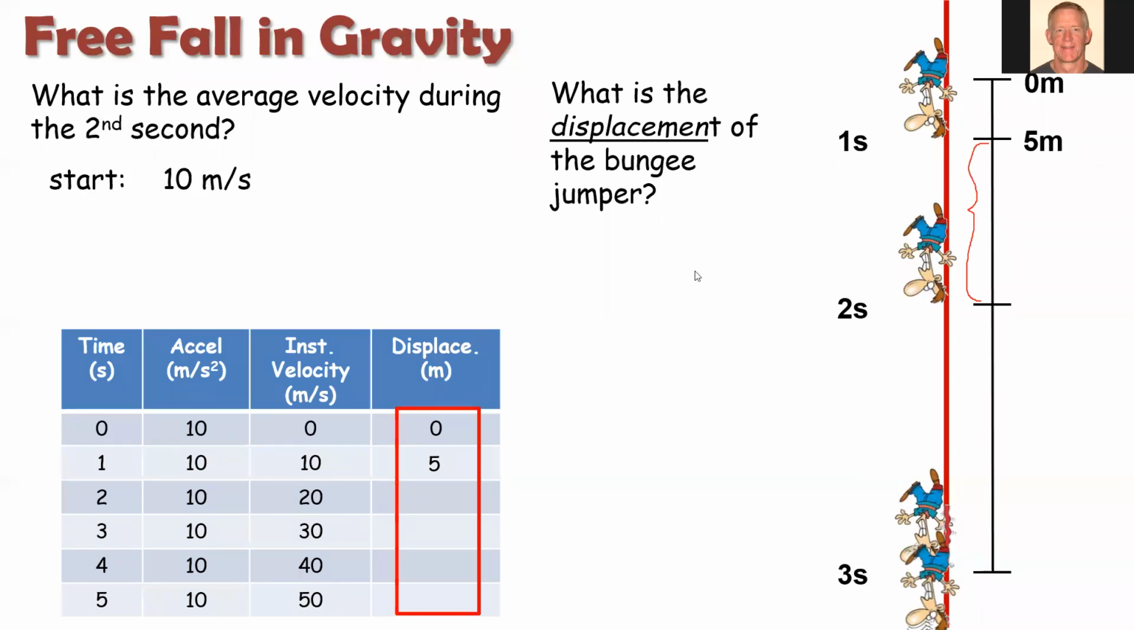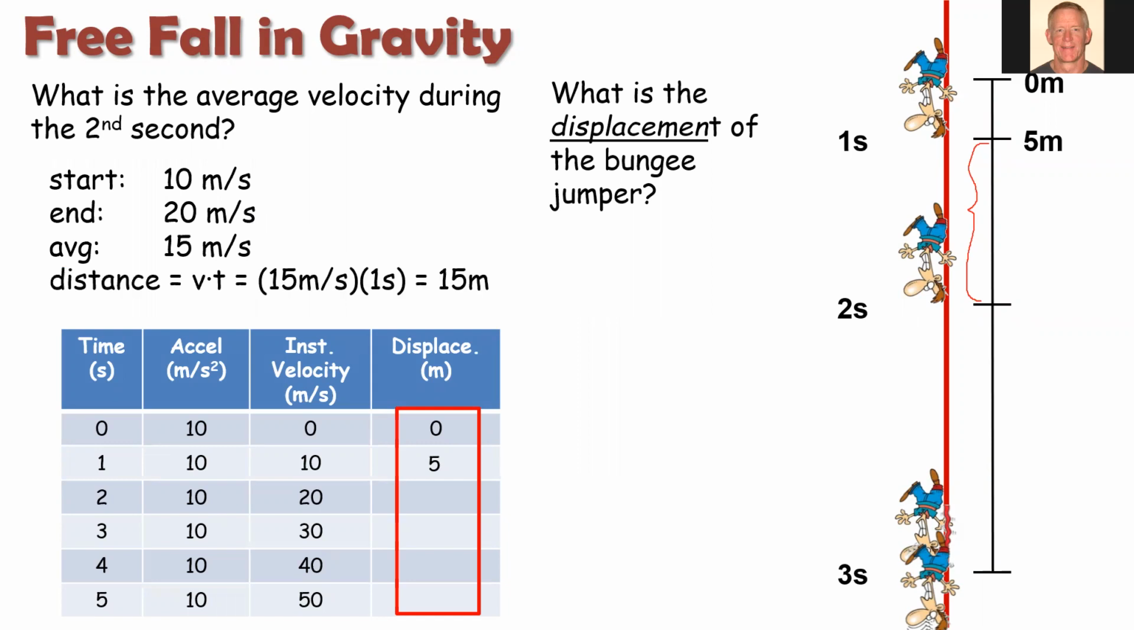So let's do the same thing. He had an initial speed of 10 meters per second. His final speed at the end of 2 seconds was 20. Therefore, his average was 15. So he traveled an additional 15 meters. Now, we have to take that 15 and add it to the 5 that he's already traveled in the first second. So we get 20. All right, and so on.